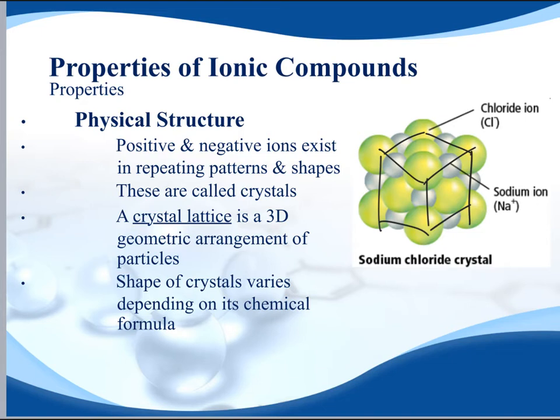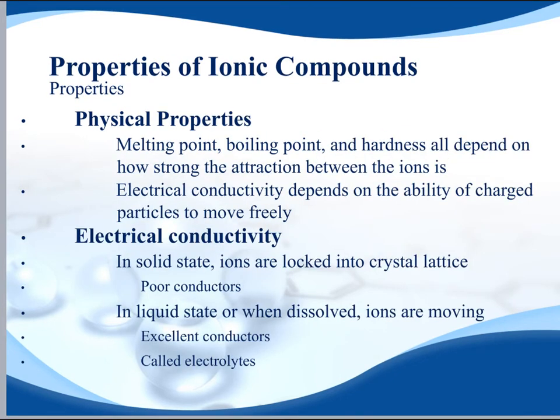The shape of crystals varies depending on its chemical formula. Here, sodium chloride, the formula was NaCl, so you have a 1-to-1 ratio. So for each sodium, you got 1 chlorine. But if you had something like aluminum oxide, which we saw just a moment ago, the way that's going to pack is going to be a little bit more complicated than just alternating positive and negative ions over here. We're not going to get too much into that, but just know that that's how the crystal structure is determined.